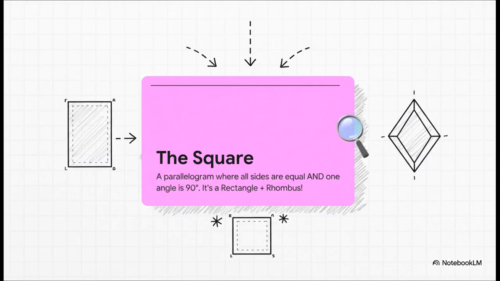So what about the square? Well, the square is the ultimate combination. It's a special kind of parallelogram that inherits the rules from both of its siblings. It takes the perfect 90-degree angles from the rectangle, and it takes the equal sides from the rhombus. It's pretty much the most specialized shape in the whole family.